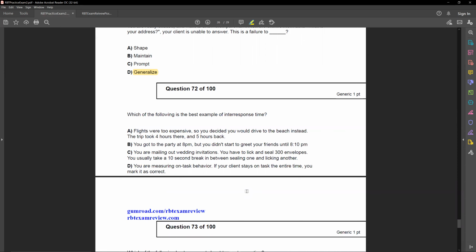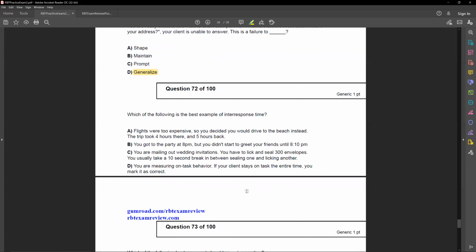Because if you do, in these types of questions, whenever they ask you what's the best example of duration, what's the best example of frequency, there's only going to be one example in the answer choices. So if you know the definition of interresponse time, this is a very easy question, because you're only going to find the one answer that fits, because there's only one answer that fits.